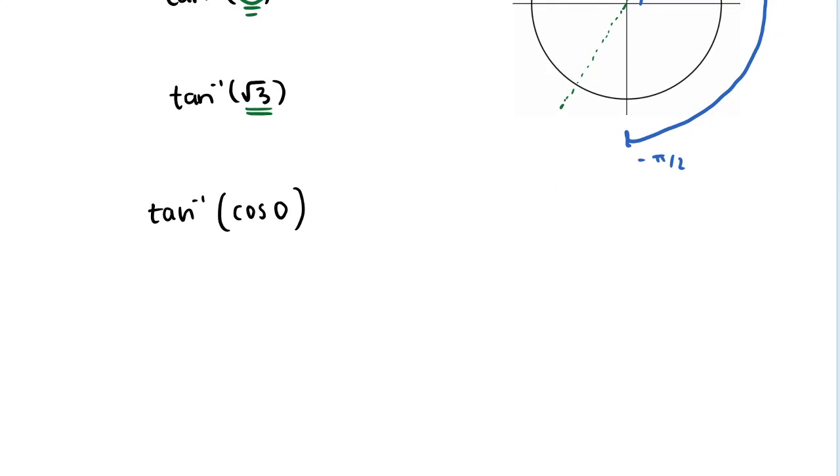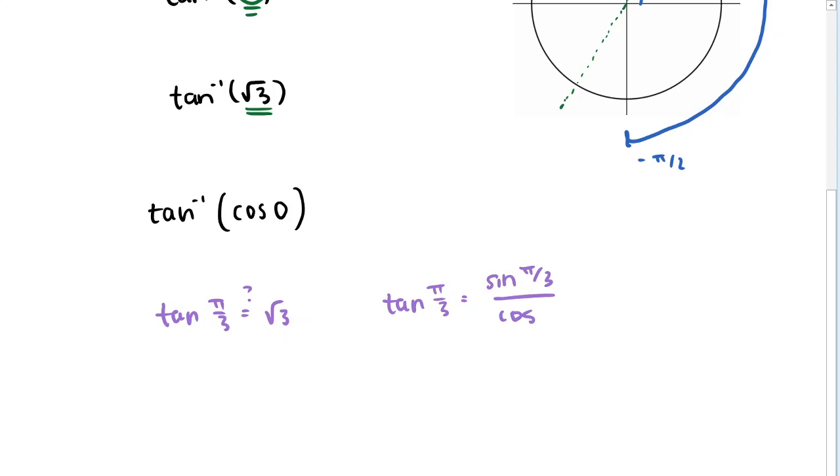So does tangent of pi over 3, does this equal the square root of 3? Well, tangent of pi over 3 is equal to sine of pi over 3 divided by cosine of pi over 3. And sine of pi over 3, that's the square root of 3 over 2. Cosine of pi over 3, that's 1/2.